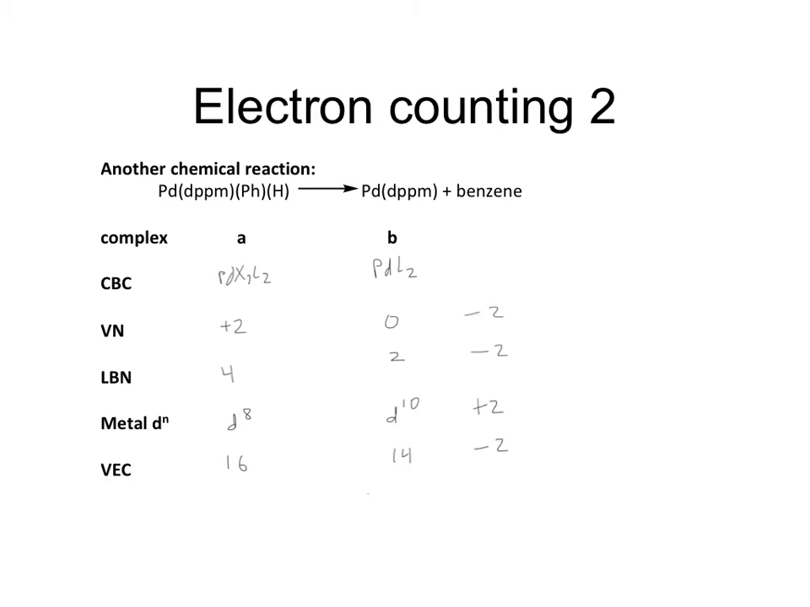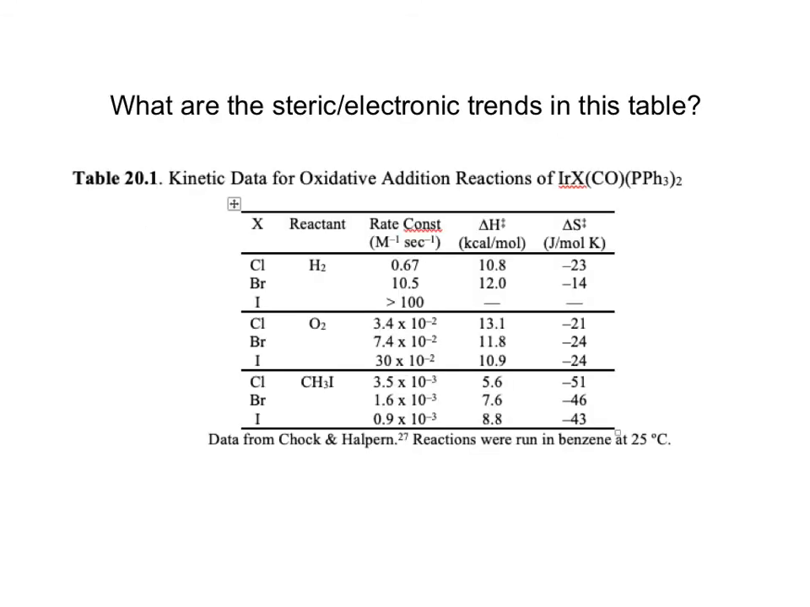These changes are indicative of a reductive elimination, and we can see that we have reduced the palladium from +2 to 0, a reductive, and we have eliminated benzene. We formed a carbon-hydrogen bond, and that's an elimination, so it's a reductive elimination.